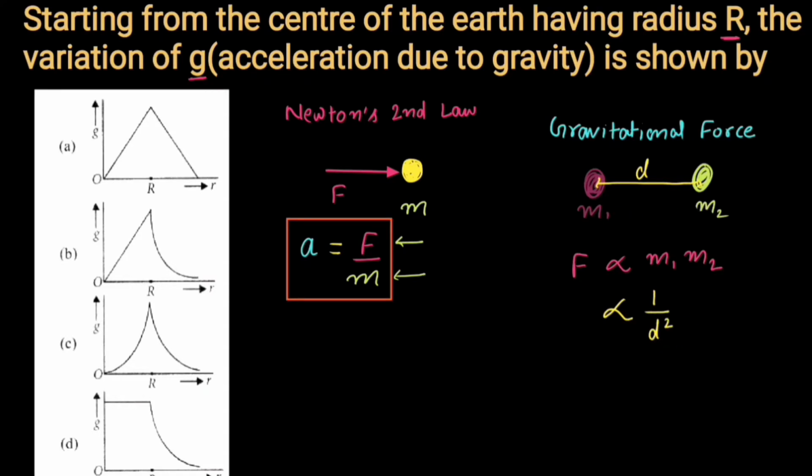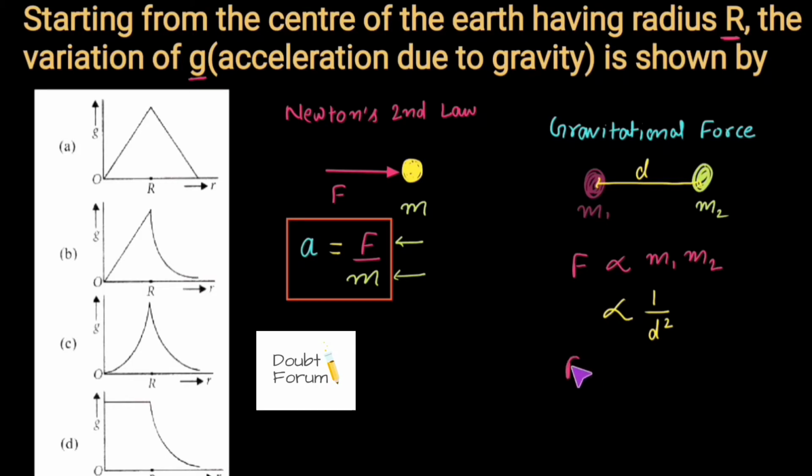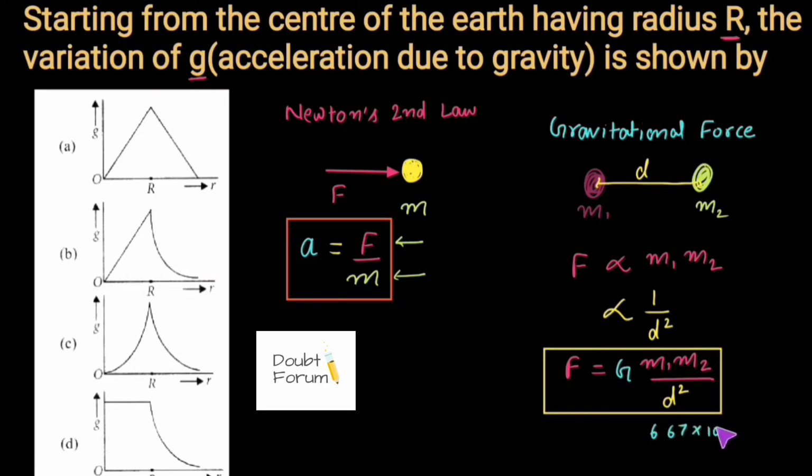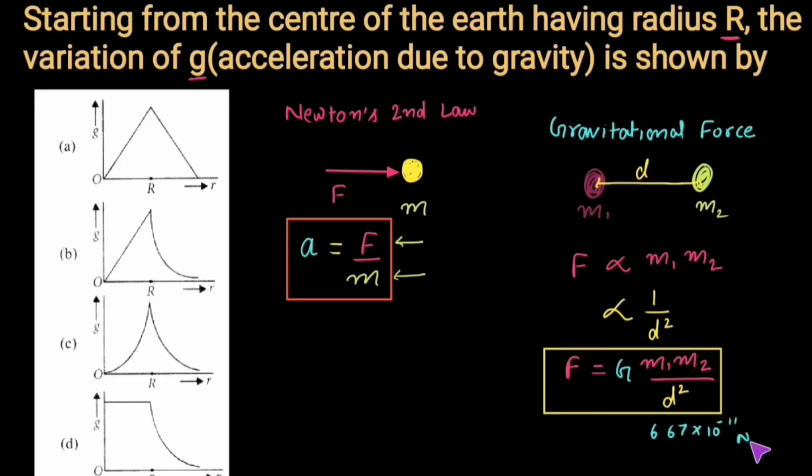If we combine these, this gravitational force F will be equal to, because we are using equals here, a constant which we call the gravitational constant G, into m1 m2 divided by the square of the distance, that is d squared. This is the formula of gravitational force. The value of this capital G, the universal constant, is 6.67 into 10 raised to power minus 11 newton meter square per kilogram square.